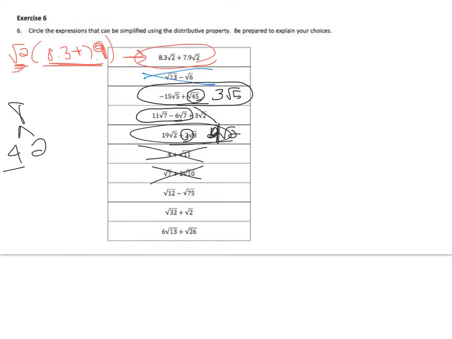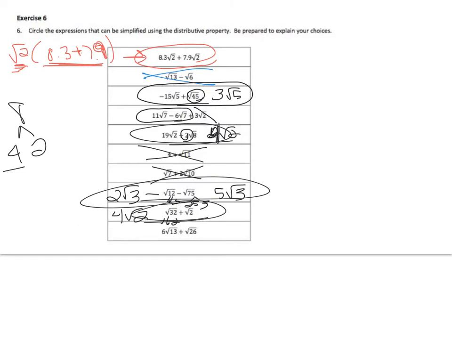12. So the square root of 12 is 4 times 3. So 2 square roots of 3 minus 75 is 25 and 3. So 5 square roots of 3. That one works. 32 is 16 times 2. So that'd be 4 square roots of 2 plus square root of 2. That one works. And 26 is 2 times 13. But I can't factor that 2 out. So that one's actually not going to work.